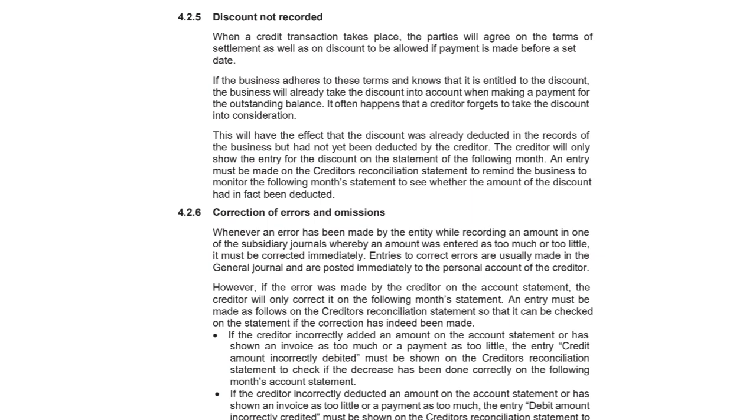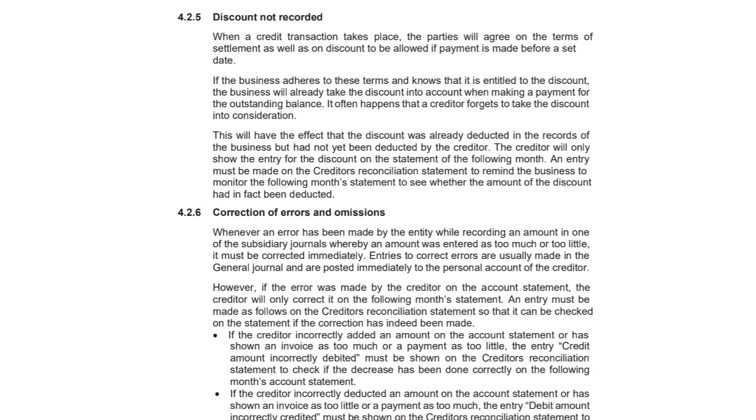4.2.5. Discount not recorded. When a credit transaction takes place, the parties will agree on the terms of the settlement as well as on discount to be allowed if payment is made before a set date. If the business adheres to these terms and knows that it is entitled to the discount, the business will already have taken the discount into account when making a payment for the outstanding balance.